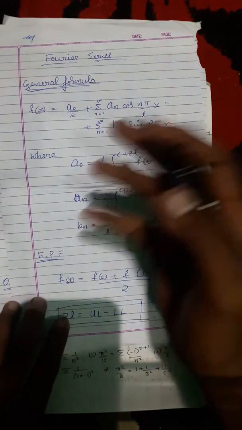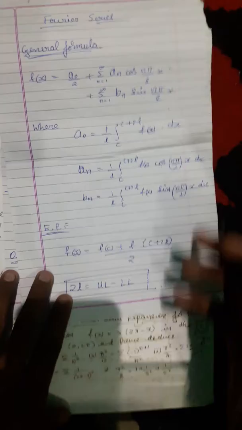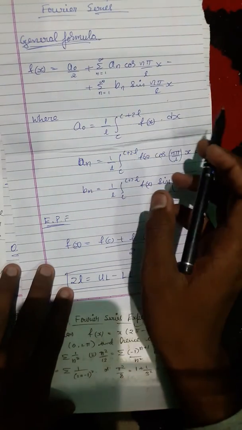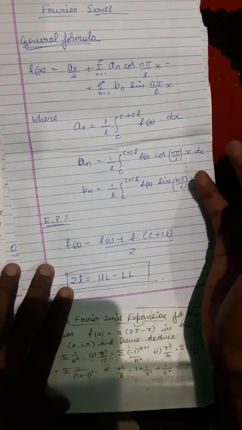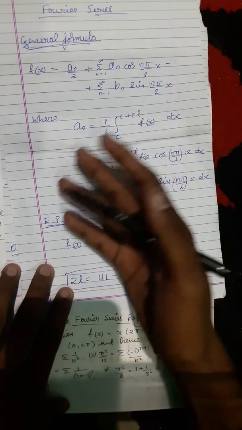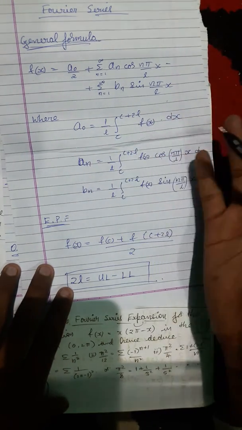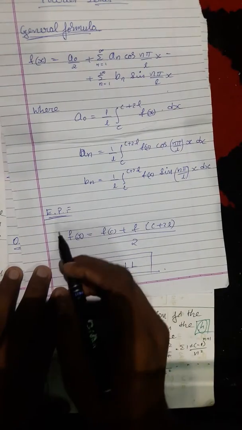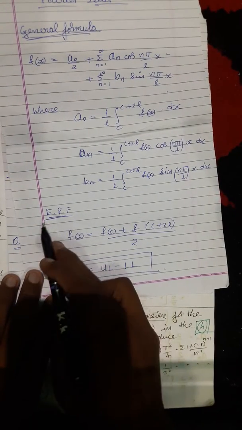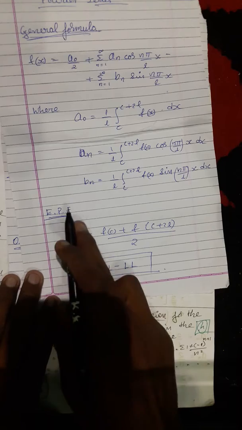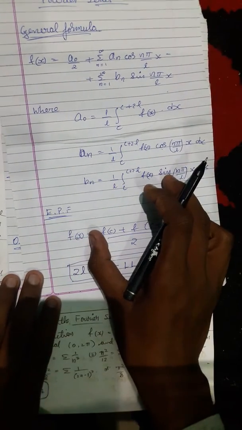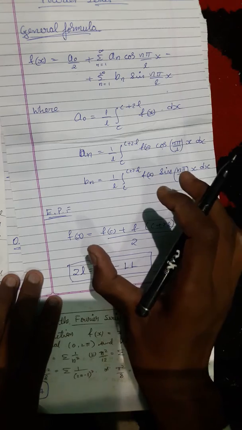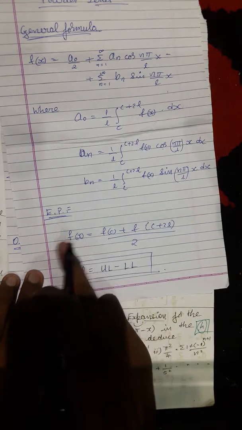For other sums, we have to deal with odd or even functions, and then we can apply the general formula if it proves to be neither odd nor even. So if odd or even is proved, then we can go with the odd or even function. There is also the end point formula, which is used after deriving the equation, lastly, while simplifying.